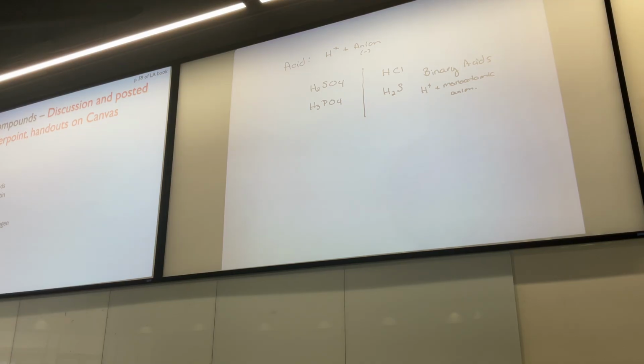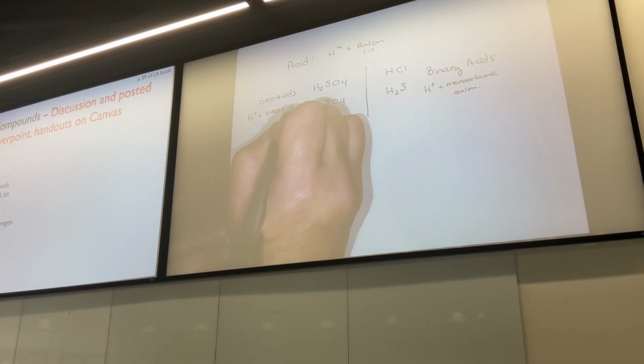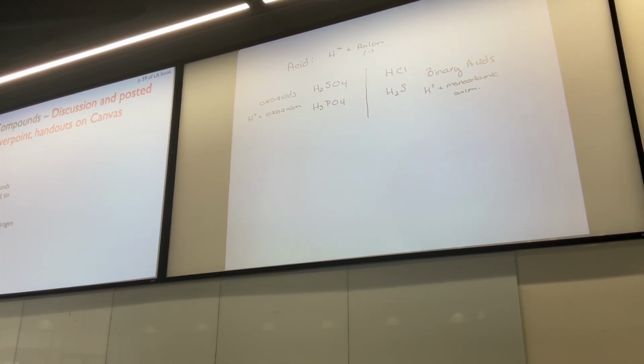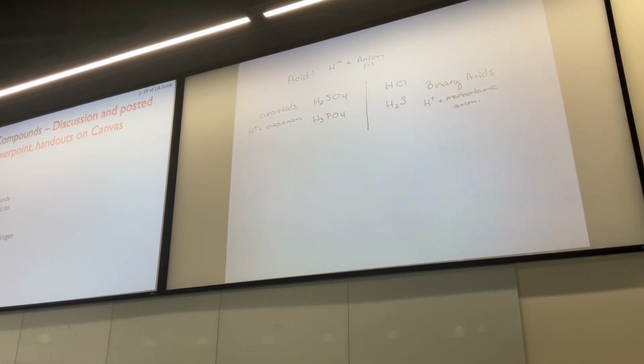contain oxygen, and therefore they're called oxoacids. Meaning H plus oxoanion, which is just a polyatomic anion that contains oxygen. We're going to think about the binary acids first.